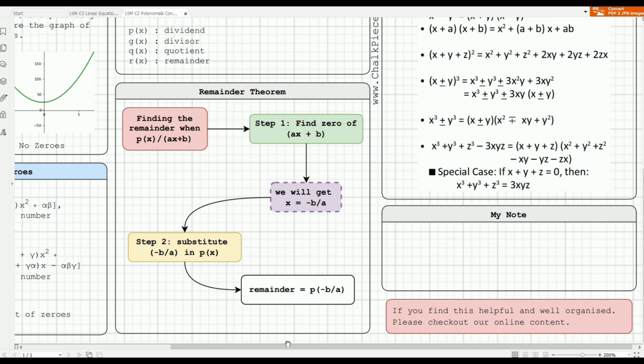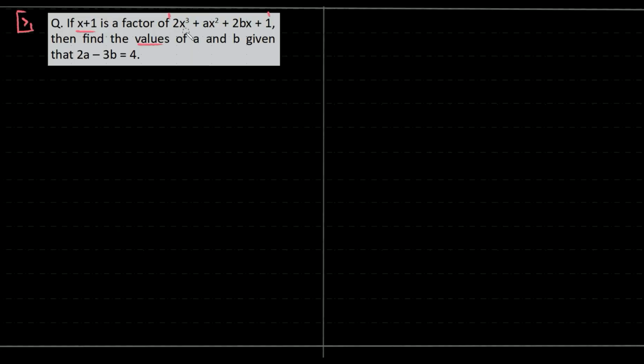So they're telling p of x, that is whatever expression we have over here. This particular expression is our p of x. Let me write that. So we have been given the polynomial p of x. I'll change the color and write it over here. P of x is equal to 2x cube plus ax square plus 2bx plus 1. This is the factor. Not this, this is a factor. It has a factor, and g of x is equal to x plus 1.